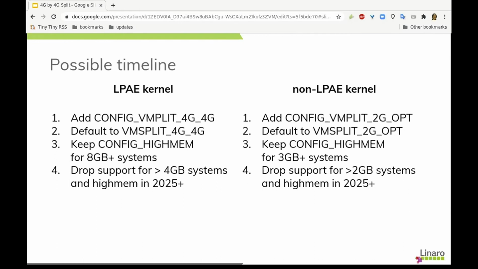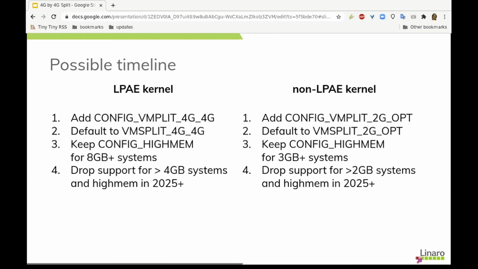So this is the timeline that I can imagine for what we would do. We would introduce the VM split 4 gig option that I've briefly shown. We would make it the default, which means that any system using 3.75 GB of RAM would not use Highmem at all. But systems that do use Highmem, systems that do have more than 4 GB, would still be able to use Highmem until we have determined that all of these systems have fallen out of use, and at that point we can drop Highmem support.